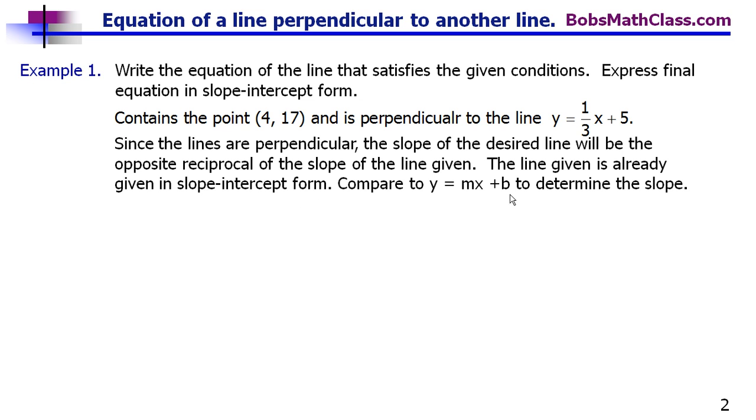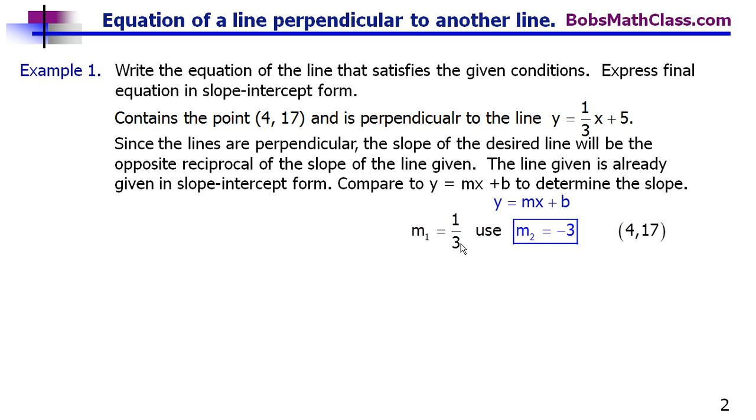Compare to y equals mx plus b to determine the slope. Okay, so they're perpendicular. This line is already in slope-intercept form. It's already got y by itself. What do you do when you don't have y by itself? That's right, you get it by itself. So the slope is 1/3.